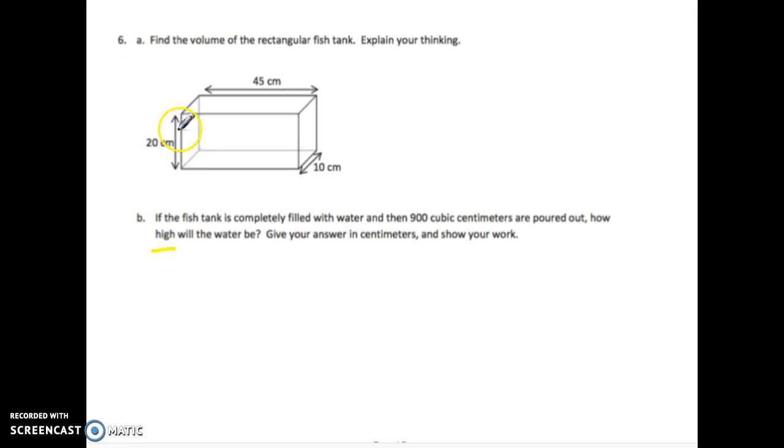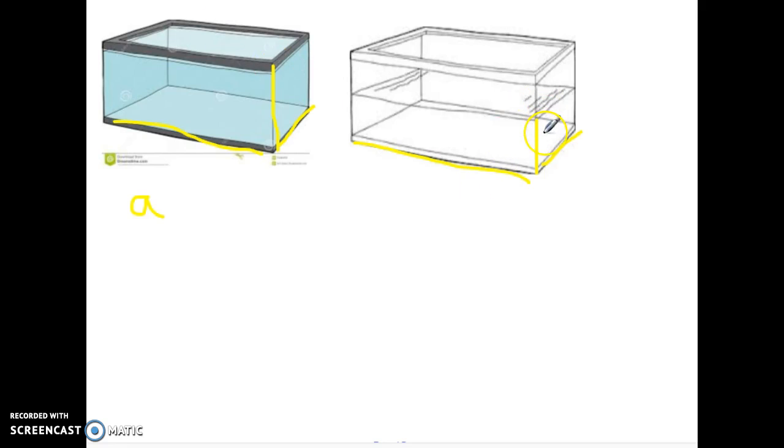Now notice your dimensions in the original one. The original height is only 20 centimeters. That means if it has decreased in size, we've poured some out, the water is lower, our answer has to be less than 20. Now there's still water in, and its length and width is the same. We have less volume though. So you're going to have to figure out how much water is left.